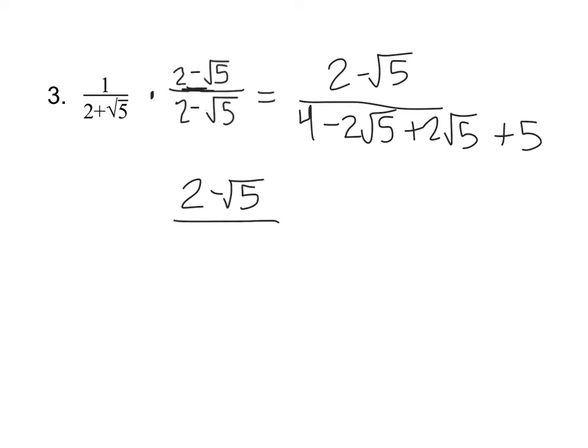So this is simplified. So 4 plus 5 is still 9. But now I see... let's get red here. So when I combine these two, negative 2 square roots of 5 and positive 2 square roots of 5, that's going to cancel out to be 0. So these are going to cancel out, and I just have the 9 in the denominator.